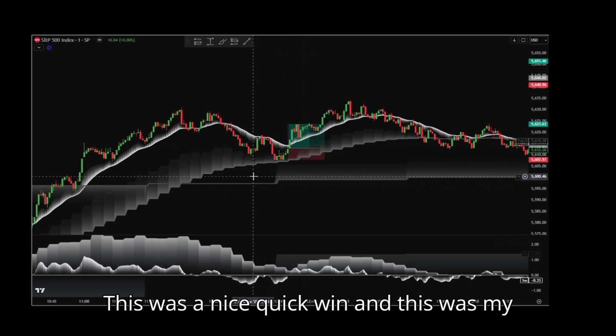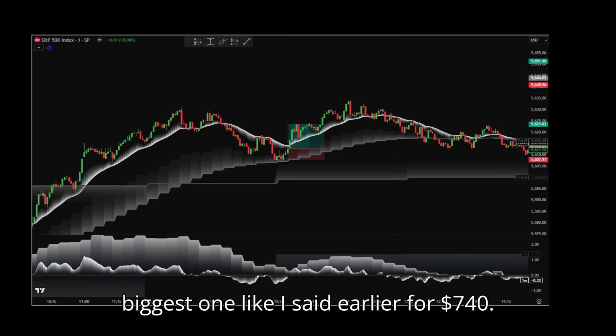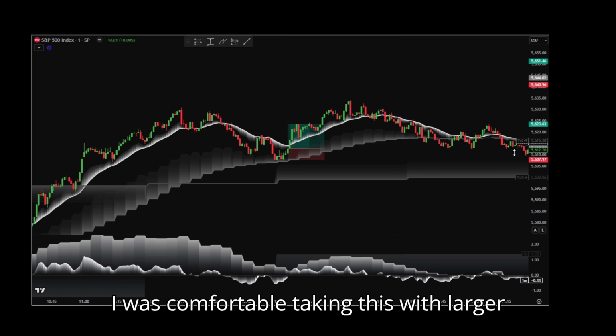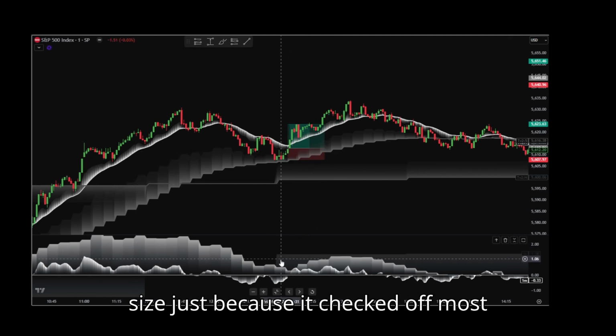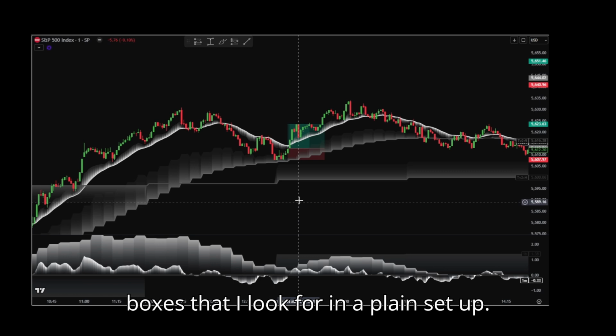I didn't even wait for the 5 minute velocity confirmation here. This was a nice quick win, and this was my biggest one, like I said earlier, for $740. I was comfortable taking this with larger size just because it checked off most boxes that I look for in a plane setup.